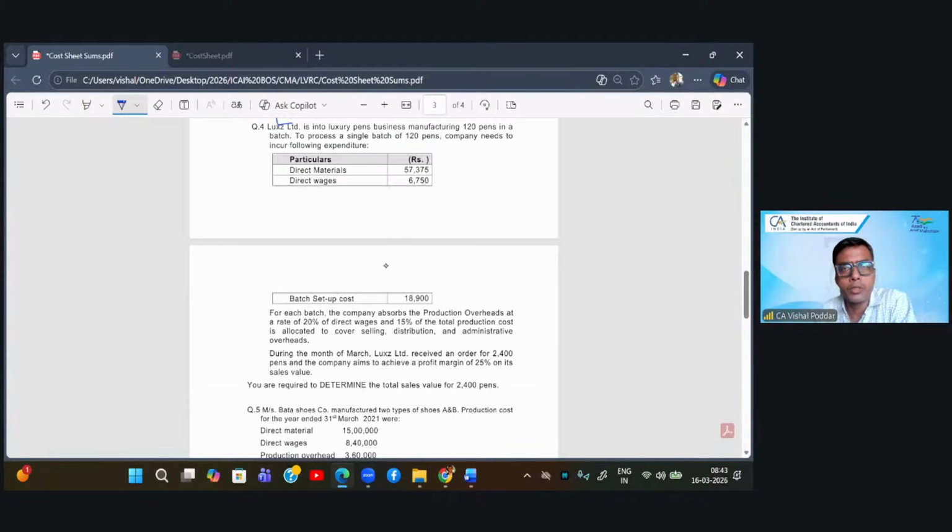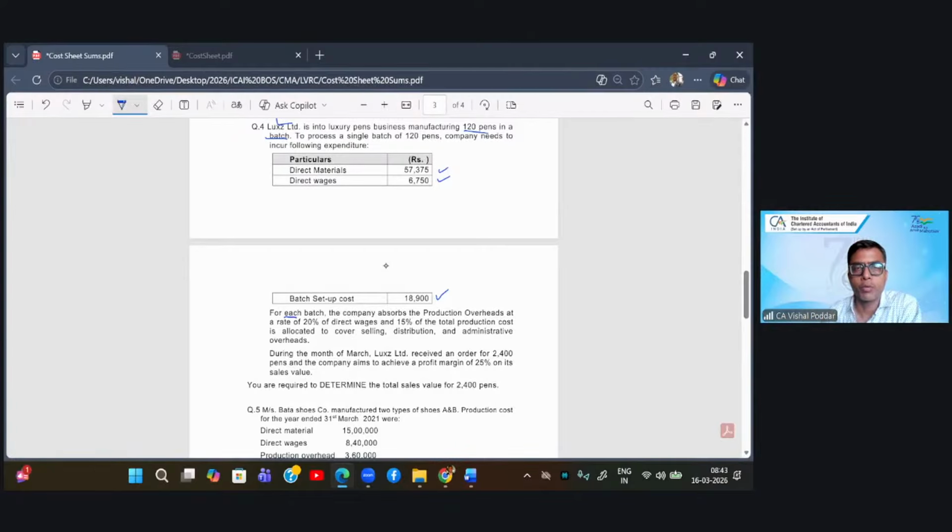Now see, this question is combining cost sheet and batch costing. What it says is, Lux is into luxury pens, manufacturing 120 pens in a batch. Now this information is important. To process a single batch of 120 pens, the company needs to incur the following. This is material, this is wages, this is completely variable. And this batch setup cost is semi-variable because it is incurred on the basis of per batch.